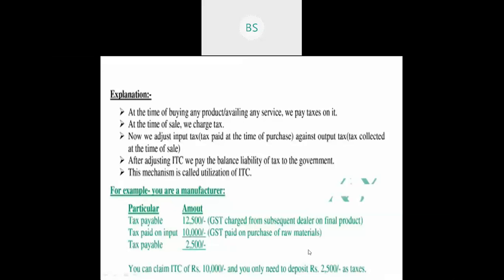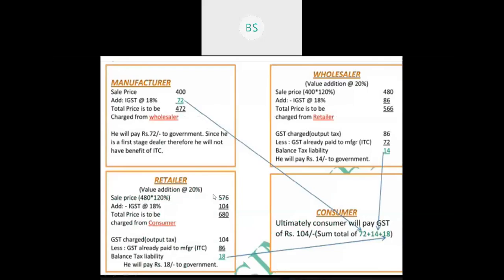Some explanation is given here. At the time of buying a product or availing any services, we pay tax on it. This is the first point. At the time of sale, we charge tax. Now we adjust input tax against output tax at the time of sale. After adjusting ITC, we pay the balance liability of tax to the government. This mechanism is called utilization of tax. It means we are subtracting output minus input and we are paying the utilization tax.